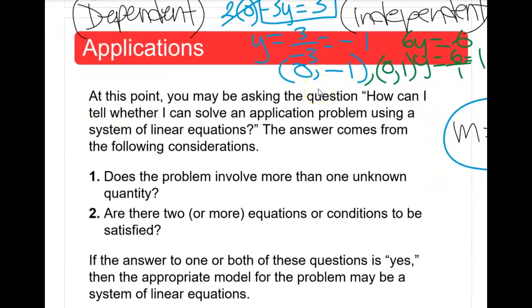Okay, so applications. At this point, you may be asking the question, how can I tell whether I can solve an application problem using a system of linear equations? So the answer comes from the following considerations. One is, does the problem involve more than one unknown quantity? And of course, in real life, we not only have two variables, but there are several examples that we could do with two variables. And if you have more than one unknown variable or quantity, then are there two or more equations or conditions to be satisfied?